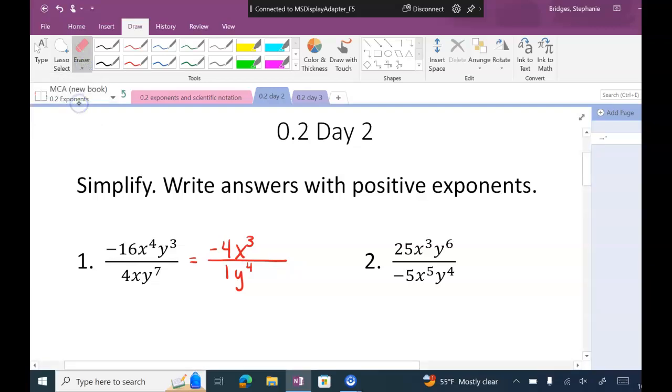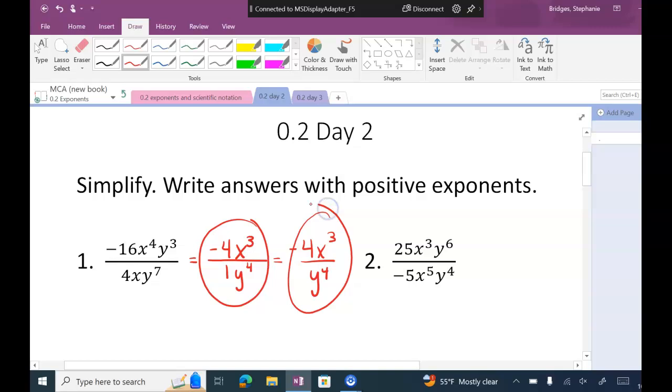I don't have any other numbers. So I can leave my answer like that, but also most of us probably would not write the 1. So you could also just write it as a negative 4x to the 3rd over y to the 4th. Either one of those would be an acceptable answer there. Does that make a little bit of sense?